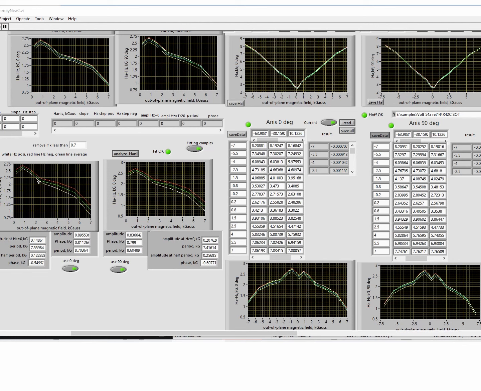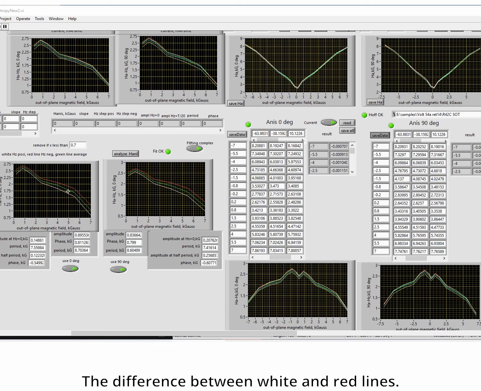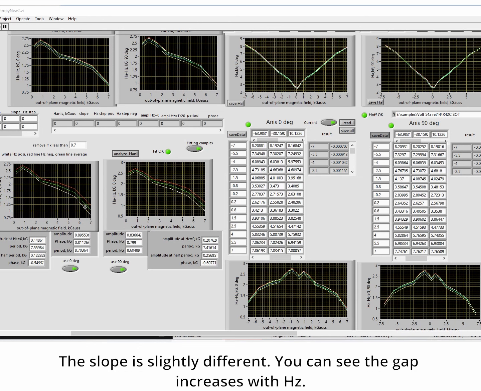Now I would like to talk in more detail about the dependence of anisotropy field on the polarity of magnetic field, about this observed difference between white line and red line. You can notice there is a difference between anisotropy field measured at opposite polarities of external magnetic field. The difference between white and red lines. There are two kinds of this difference. The slope is different. You can see the gap increases with the magnetic field, gap between red and white lines.